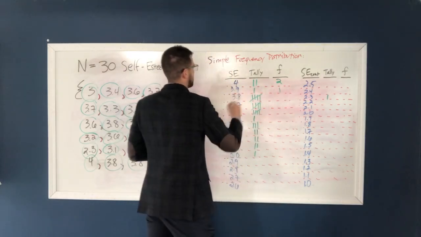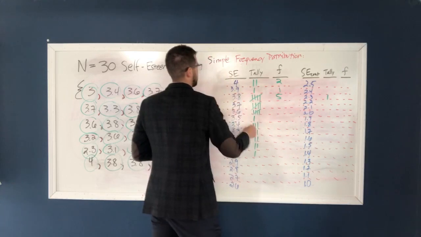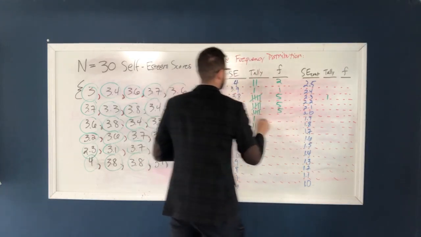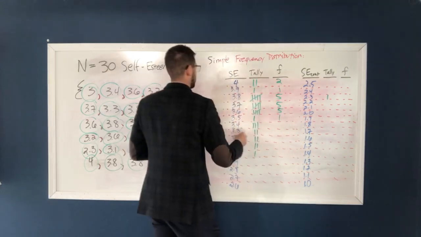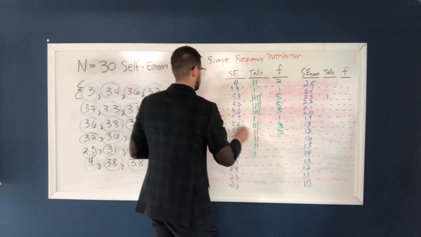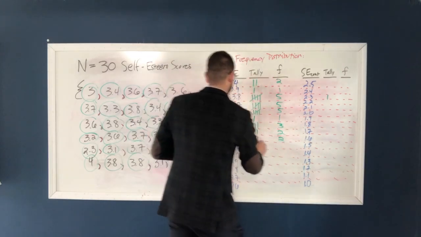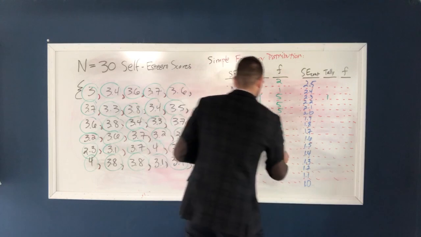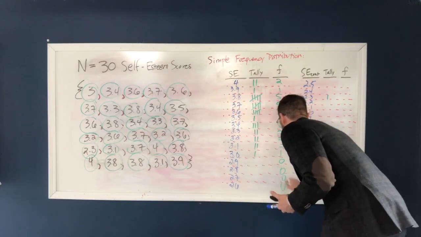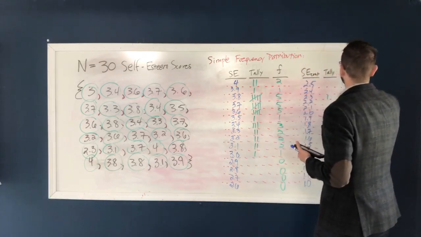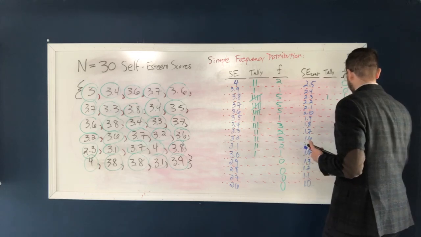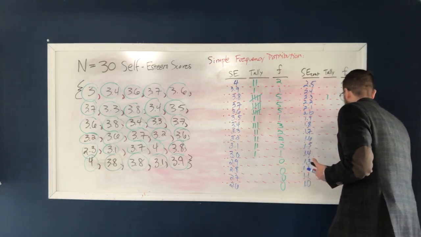I have 1 3.9. I have 5 3.8s. I have 5 3.7s. 5 3.6s. 1 3.5. 3 3.4. 2 3.3. 2 3.2. 2 3.1. 1 3, and then the rest I have 0s.